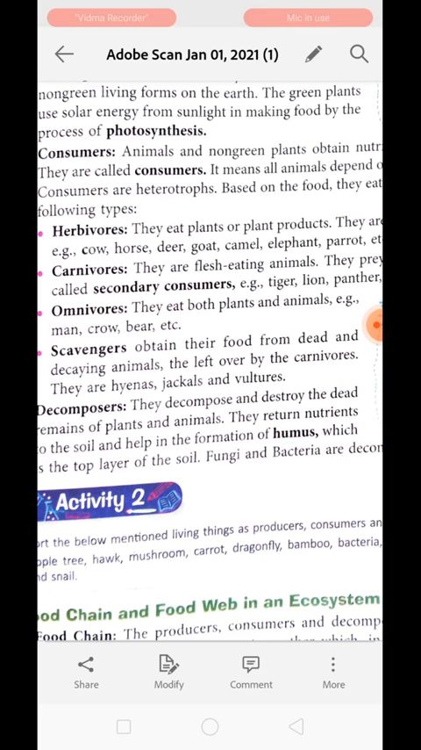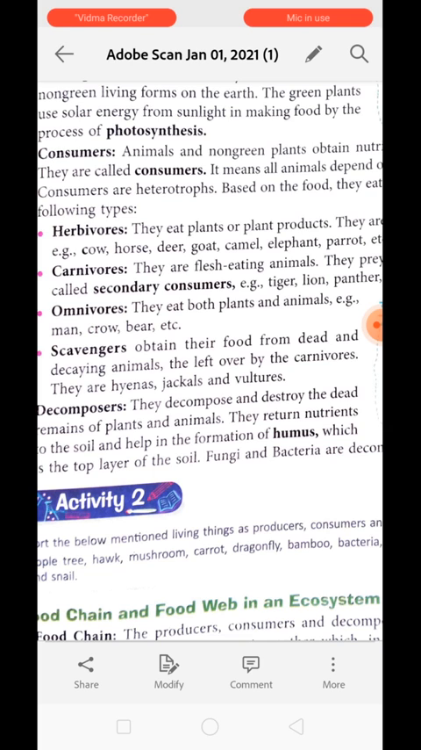Now next is carnivores. They are flesh eating animals. They eat flesh, so they can feed on herbivores. They cannot feed on plants directly. Understood? So they are feeding on whom? They are feeding on primary consumers, so they are known as secondary consumers. Carnivores are termed as secondary consumers as they are flesh eating animals. They prey upon herbivores, which are primary consumers. Examples: tiger, lion, panther, fox, etc.